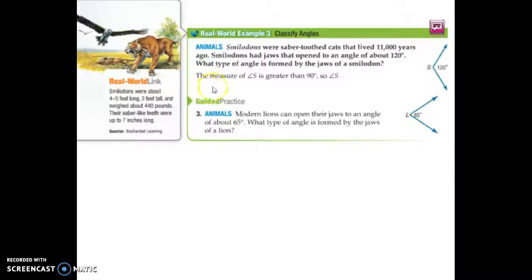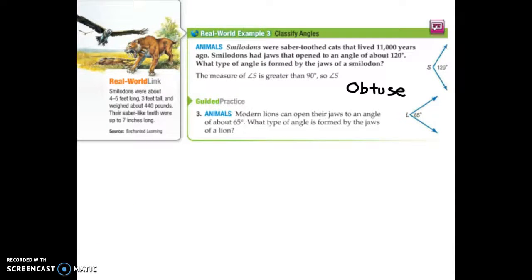Alright, so really simple question here. They had this old saber-toothed cat that lived 11,000 years ago, had jaws that could open to an angle of 120 degrees. What kind of angle is that? Well, 120 degrees is greater than 90, and it's also less than 180, so that means it's an obtuse angle. If you look at the guided practice while I'm writing this, they have a lion that can open at a 65-degree angle. What would that be? Well, that would be acute, because it's less than 90.